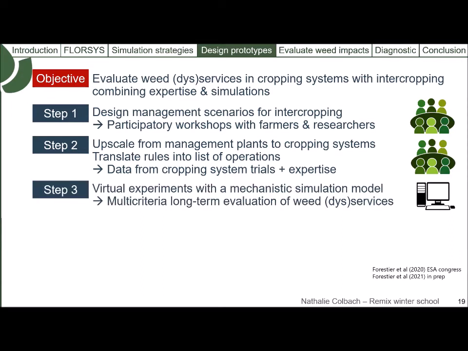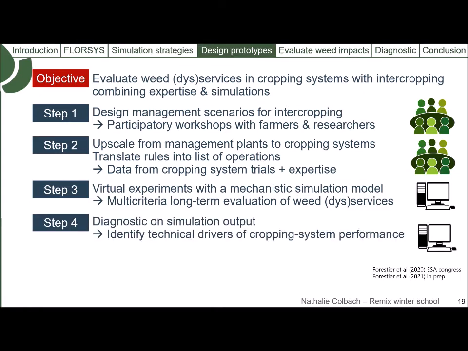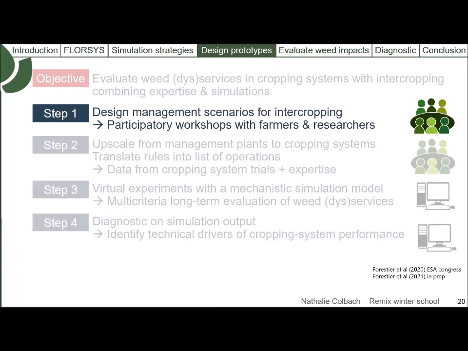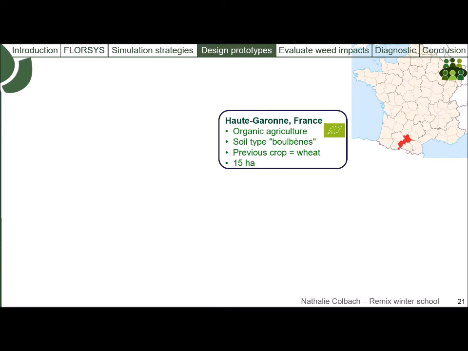So now, starting with the workshops where the different management plans were designed. The workshops were held in the département de Haute-Garonne in southwestern France and focused on organic agriculture. This is the example of a wheat faba bean intercrop. The objective of the farmers here was to have a high quality wheat production. Faba bean was associated to provide nitrogen to the wheat crop. And another objective was to be able to have a production even if the weather were bad.